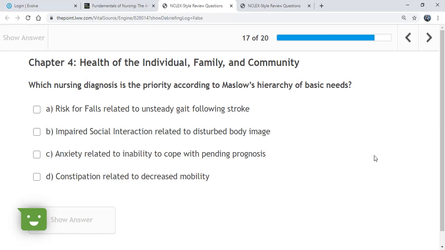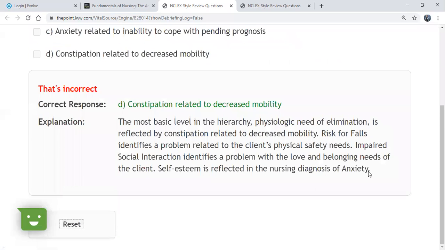Now, another thing you want to think about with these, and sometimes this is where it gets sticky, okay? You also want to think about safety. Now we're talking about basic needs. So basic needs, is elimination included in the basic needs? It gets to safety, which is A. I thought elimination was a basic need. Right. That's what I thought too.